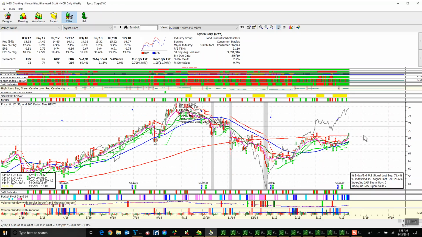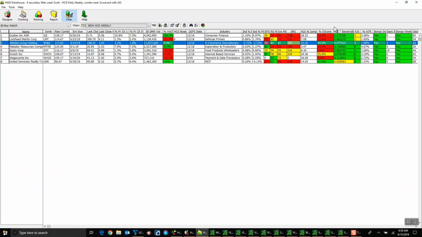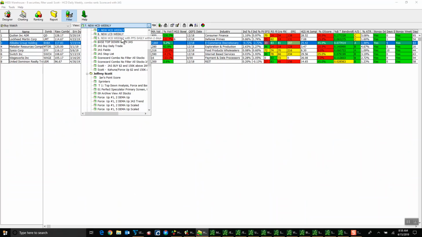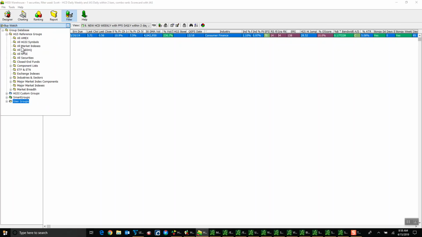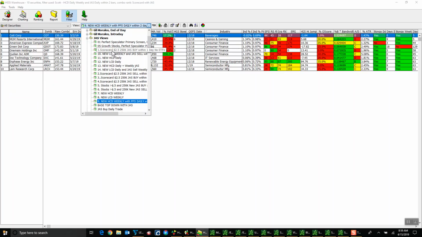So I apply these studies to the market as a whole. Here's a new HCD weekly and had a new buy signal within the last 2 days. That Cudian comes up again. Now, if I'm looking at the entire market, this would be the stocks with a new buy signal, no ETFs. It's kind of hard for me to look at all those stocks. So I try and filter them with other things, but it gives me a fishing license of where to go.